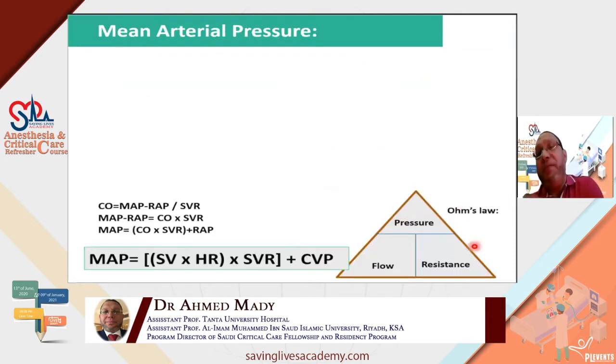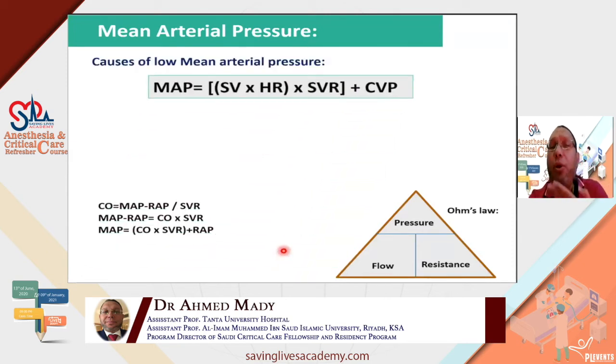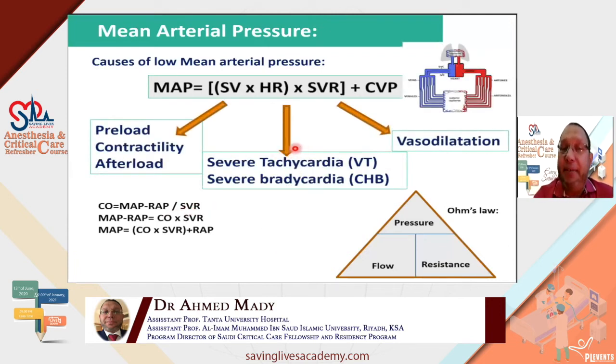If we go back to physics again, Ohm's law tells us MAP is the flow multiplied by the resistance. Of course, here the flow is the cardiac output. So cardiac output, which is stroke volume multiplied by the heart rate, multiplied by systemic vascular resistance. So when you think about why your MAP is low, you have to think about these parameters. Again, stroke volume can give you a clue about the contractility of the heart, and of course will be affected also by the preload and afterload.